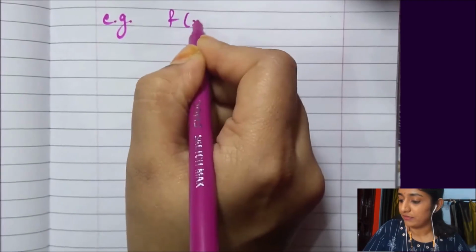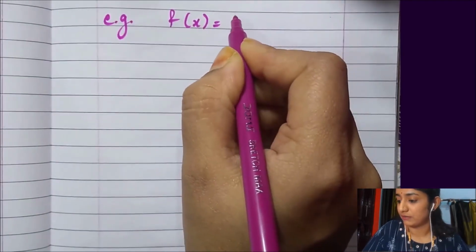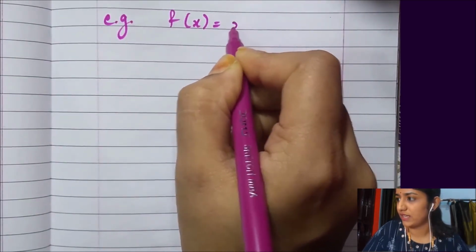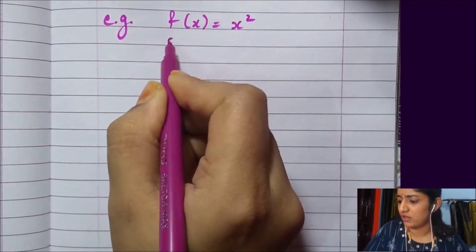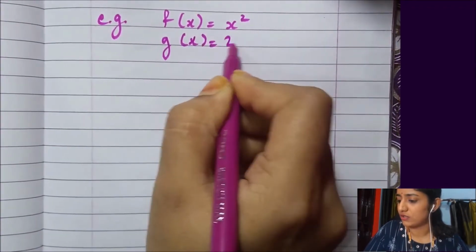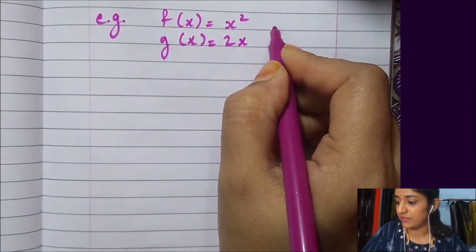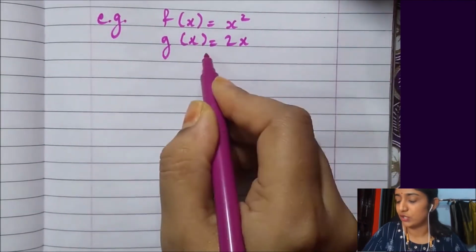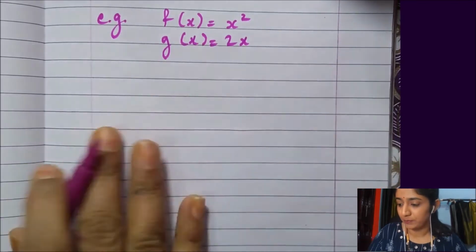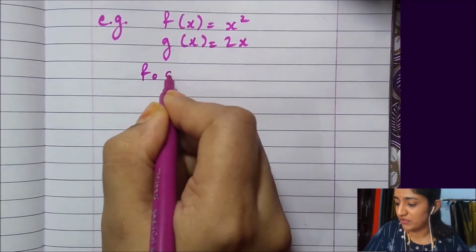Let's say F is a square function and let's take G as 2x. We have already seen these examples, right? F is a function from R to R and G is also a function from R to R. What happens to F circle G?